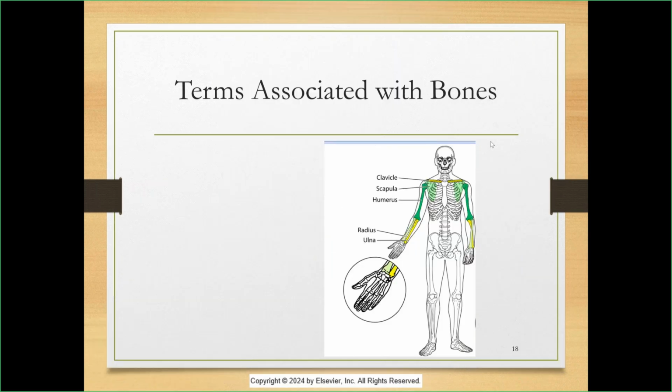Humeral relates to the humerus. Humeroscapular refers to the humerus and scapula. Humeroulnar pertains to the humerus and ulna. Ulnar stands for the ulna. Radial relates to the radius.